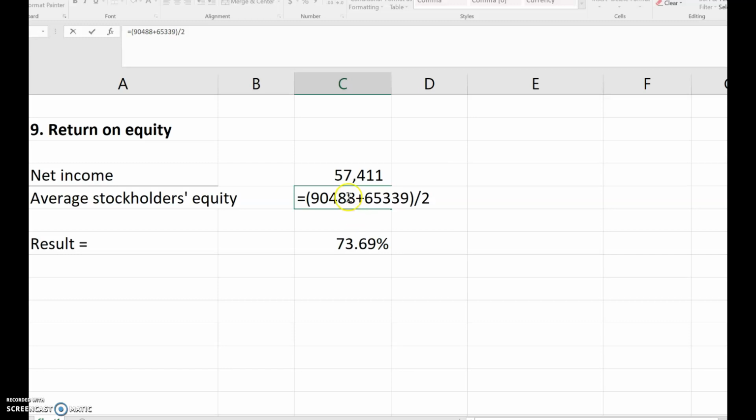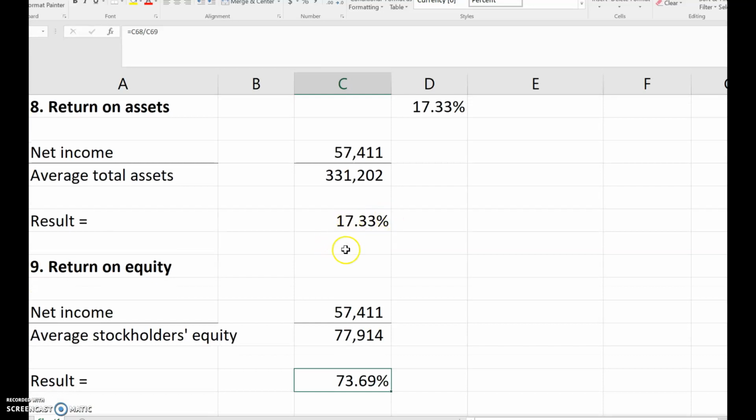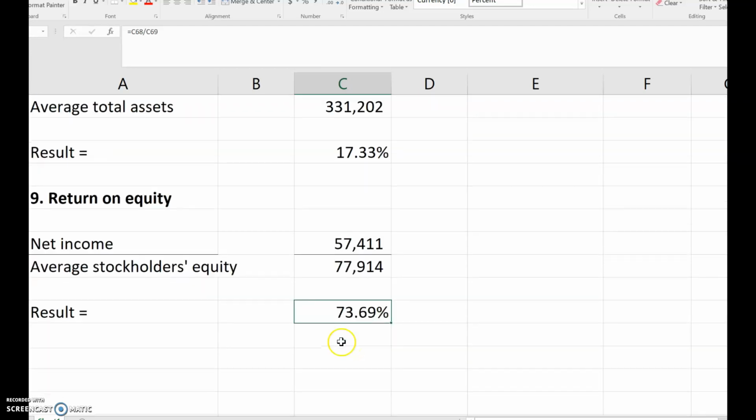So we divide that by 2. We can see it's going to fall in between the beginning and the ending, 77,914. So we can see, look at this, we've got quite a nice return, very healthy return on our equity. 73.69% is the return we're getting on the amount that we have in stockholders' equity. And again, compare that to our return on assets. The difference is how well we've been able to use debt in our company to generate net income. So that's a strength for the company.